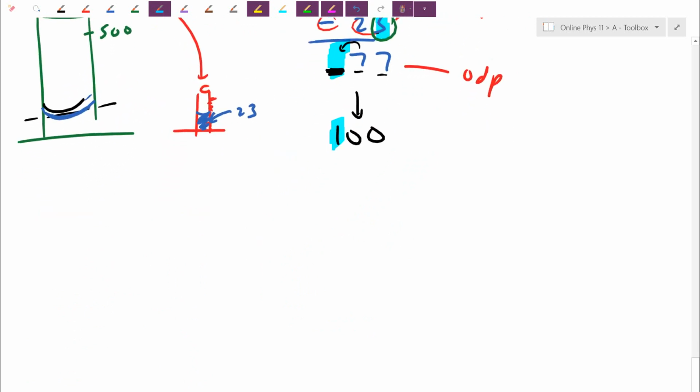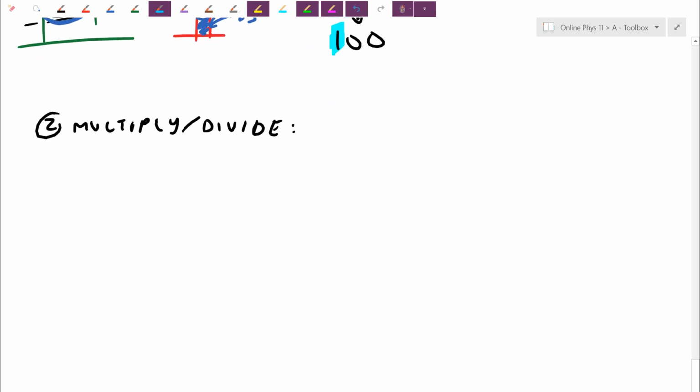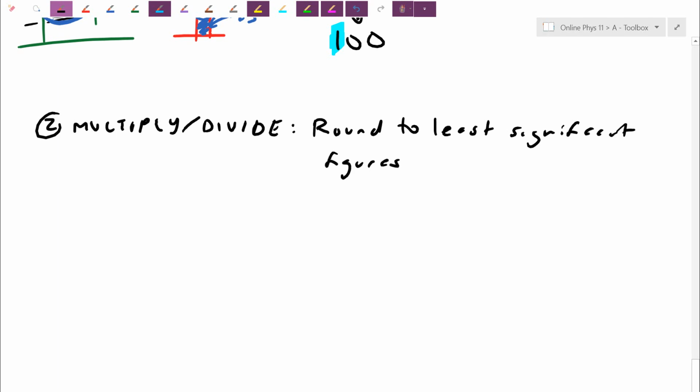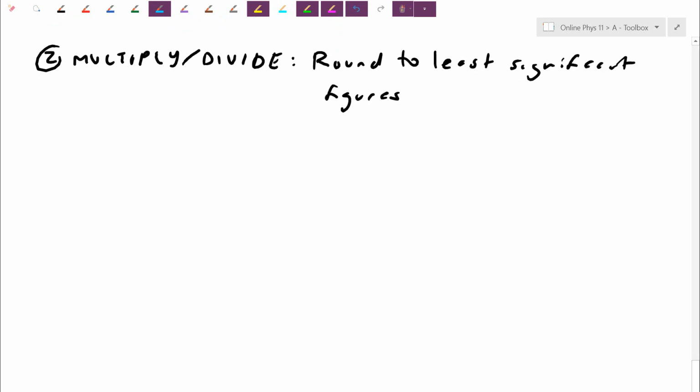Let me end off by introducing the multiply-divide rule. So a different rule depending on your operation here. When you multiply and divide, what I want you to do is round your answers to the least significant figures. So the way people memorize it is for add and subtract, they do decimal places. For multiply and divide, they do significant figures. So let's try it out here.